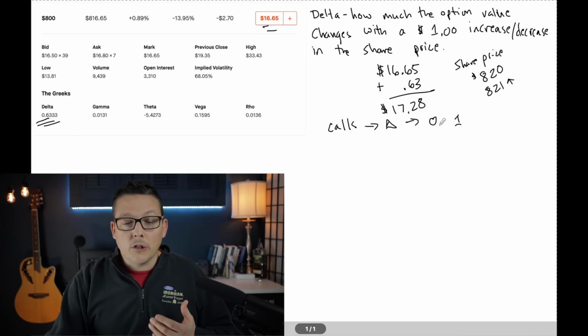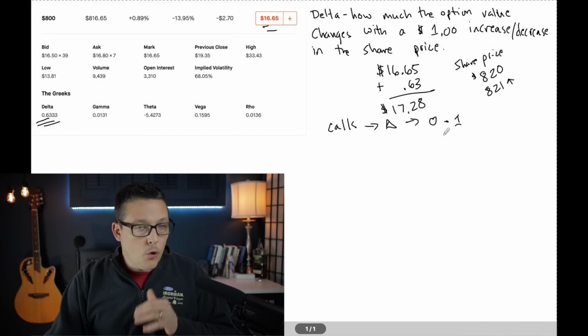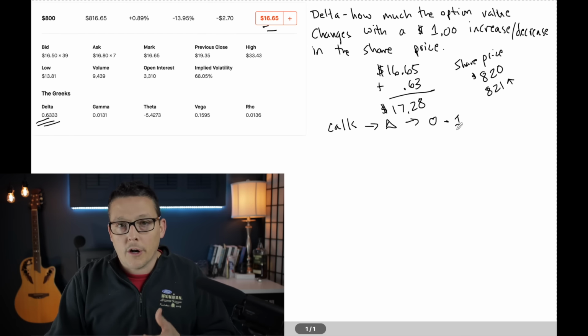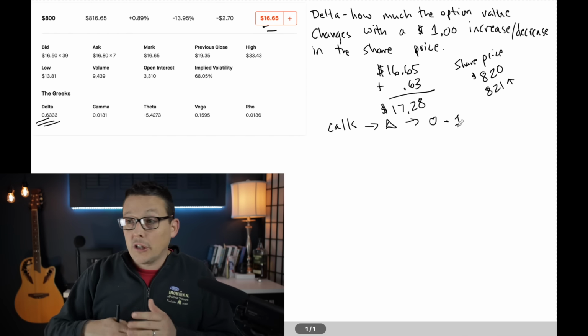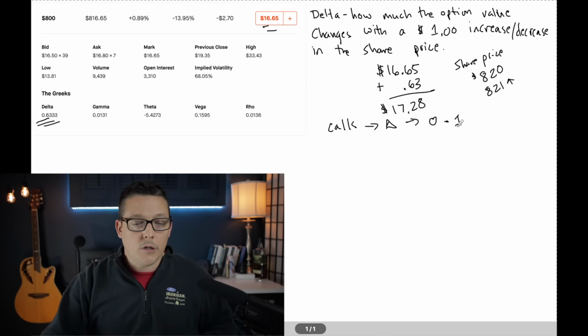So for calls, guys, delta is going to be anywhere between 0 and 1. And the further in the money we are from the share price, the closer to 1 we're going to get. We theoretically can't get to 1. Theoretically, 1 is the delta if you own the share, and we'll talk about that in a second. But delta is going to be between 0 and 1.